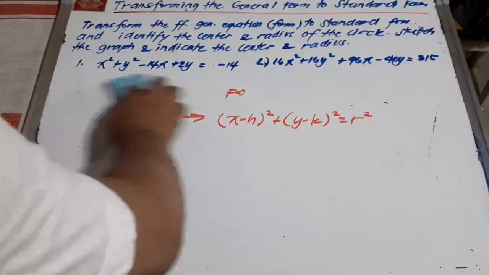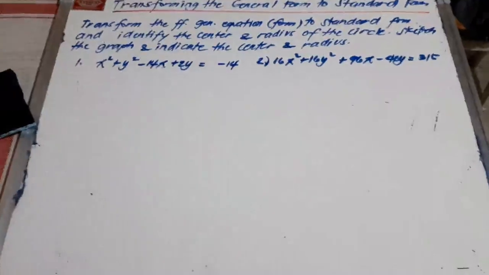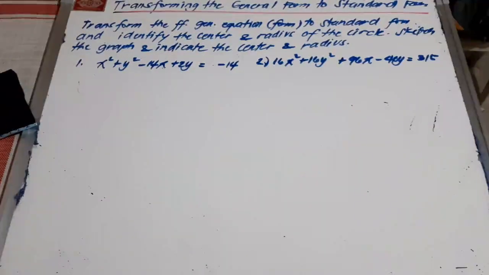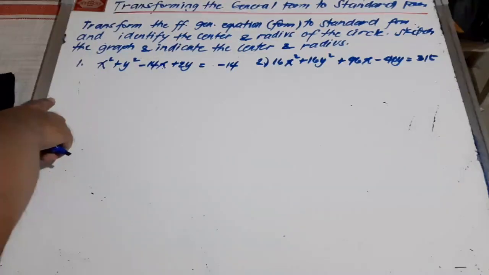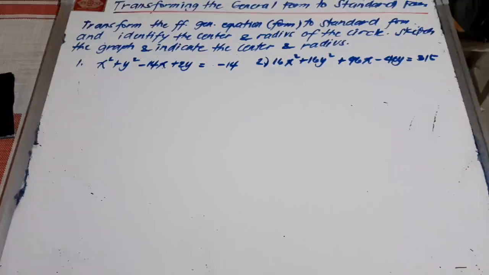So, we have here an instruction. It says, transform the following general equation of a circle to standard equation of a circle, standard form, and identify the center and radius of the circle. Sketch the graph and indicate the center and radius. Now, I'm going to answer first problem number 1. The general equation is x squared plus y squared minus 14x plus 2y equals negative 14.